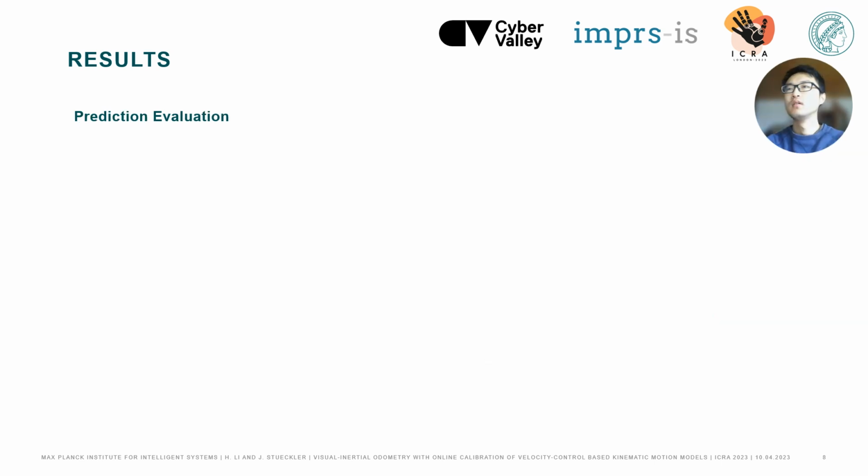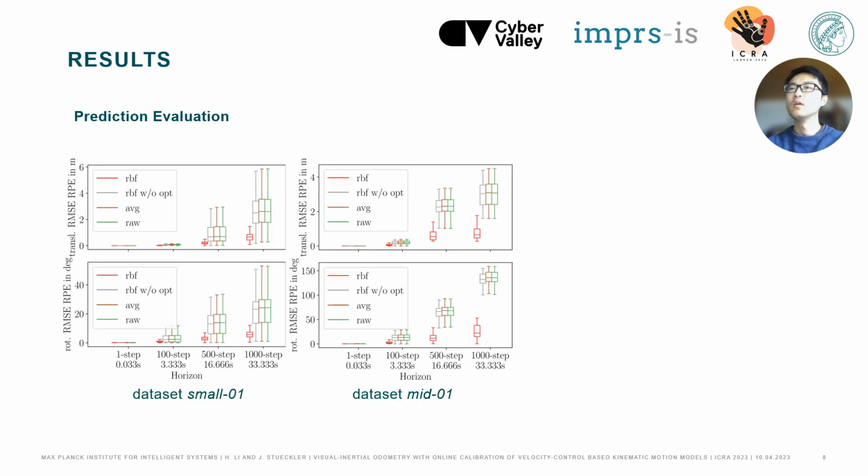We also validate our online calibration by evaluating the prediction. The prediction is computed based on the forward kinematics using the effective control with the optimized RBF parameters. We compare our method with other naive baselines. The first one uses the result of an uncalibrated RBF kernel. The second one takes the mean value of the most recent 3 controls. And the last one directly takes the latest control for prediction. We perform the prediction on different time horizons, and our method shows smaller error compared to the baseline methods.